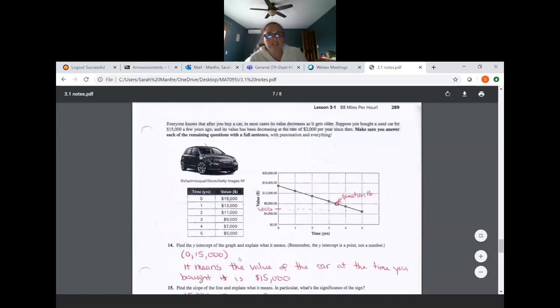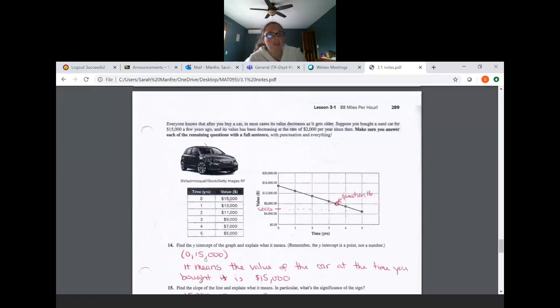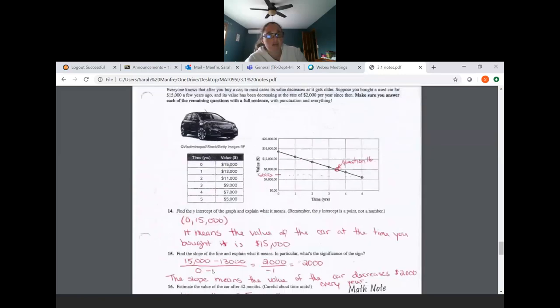So it says find the y-intercept. Where does the graph cross the y-axis? It's always going to be when the time is 0, or x is 0. So it crosses at 15,000. We can find that right here from my table. That is the initial value of the car at the time that you bought it.